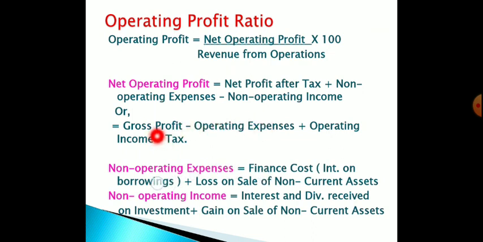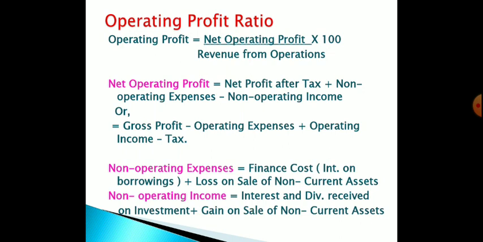Another formula for finding out the net operating profit is gross profit minus operating expenses plus operating income minus tax. We have already discussed operating expenses in the last class or last part. That is, operating expenses are those expenses that a business incurs through its normal business operations. This can be rent, inventory cost, insurance, marketing cost, etc.